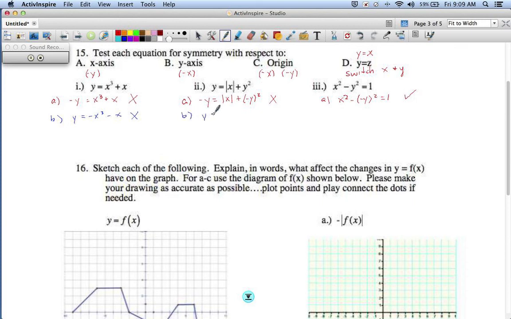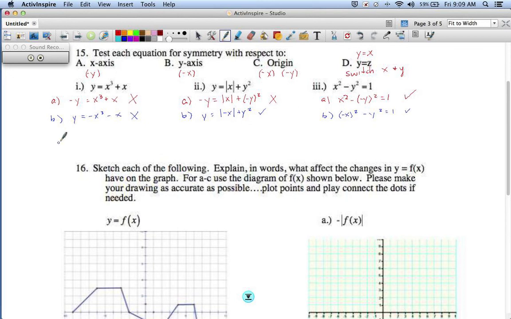Here, y equals the absolute value of negative x plus y squared. Since my negative x is in absolute values, that is equivalent to the absolute value of a positive x. That one does work. And here, this will also work because negative x squared is the same as a positive x squared. So far, 2 for 2 over here.